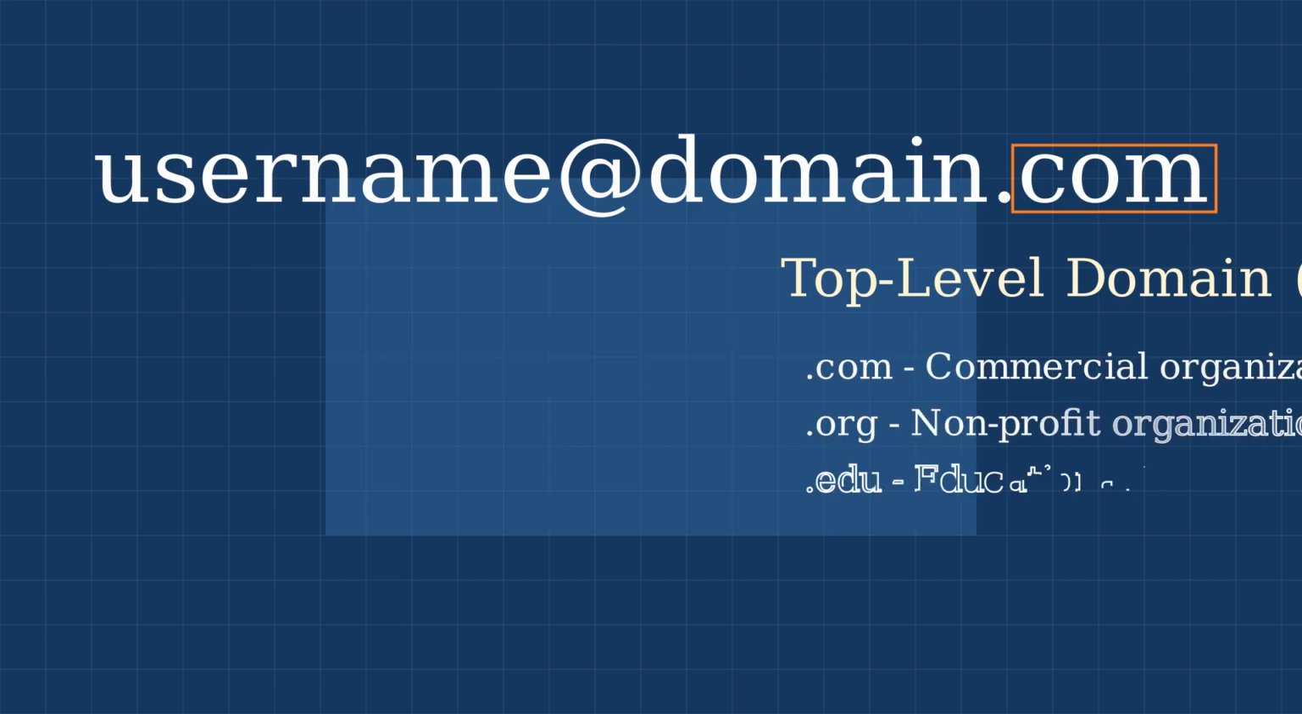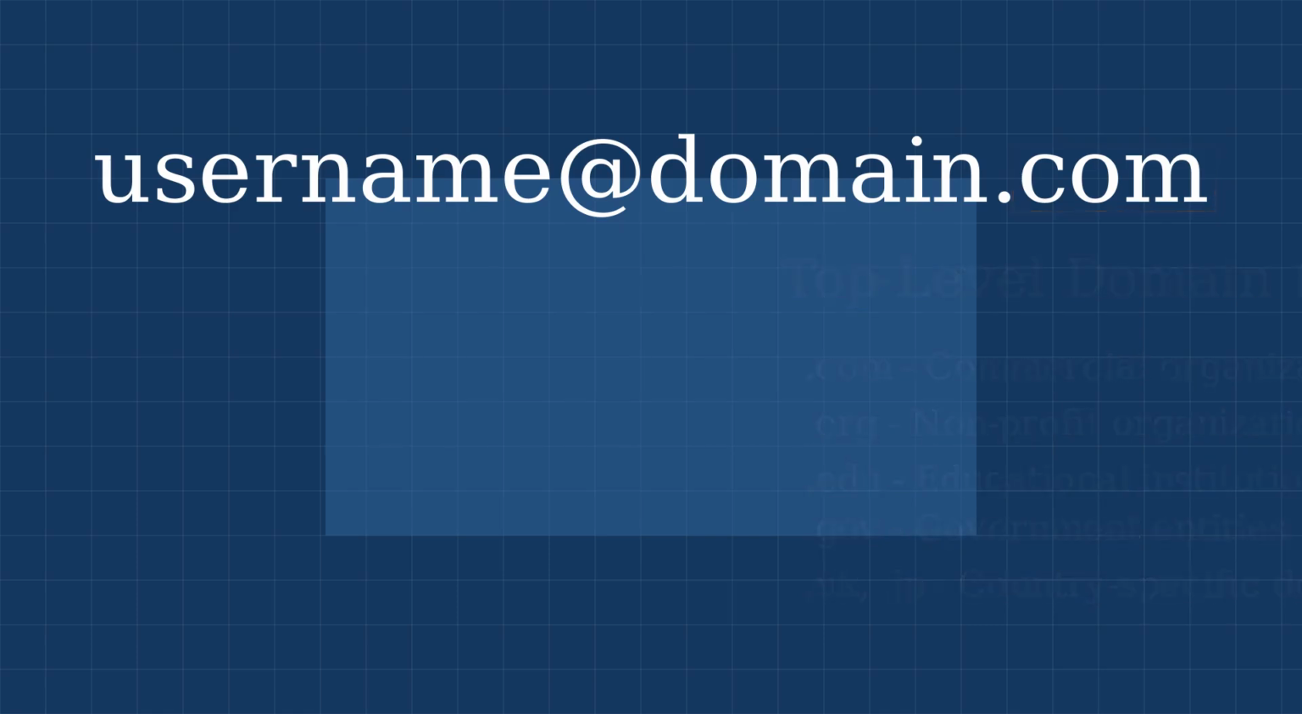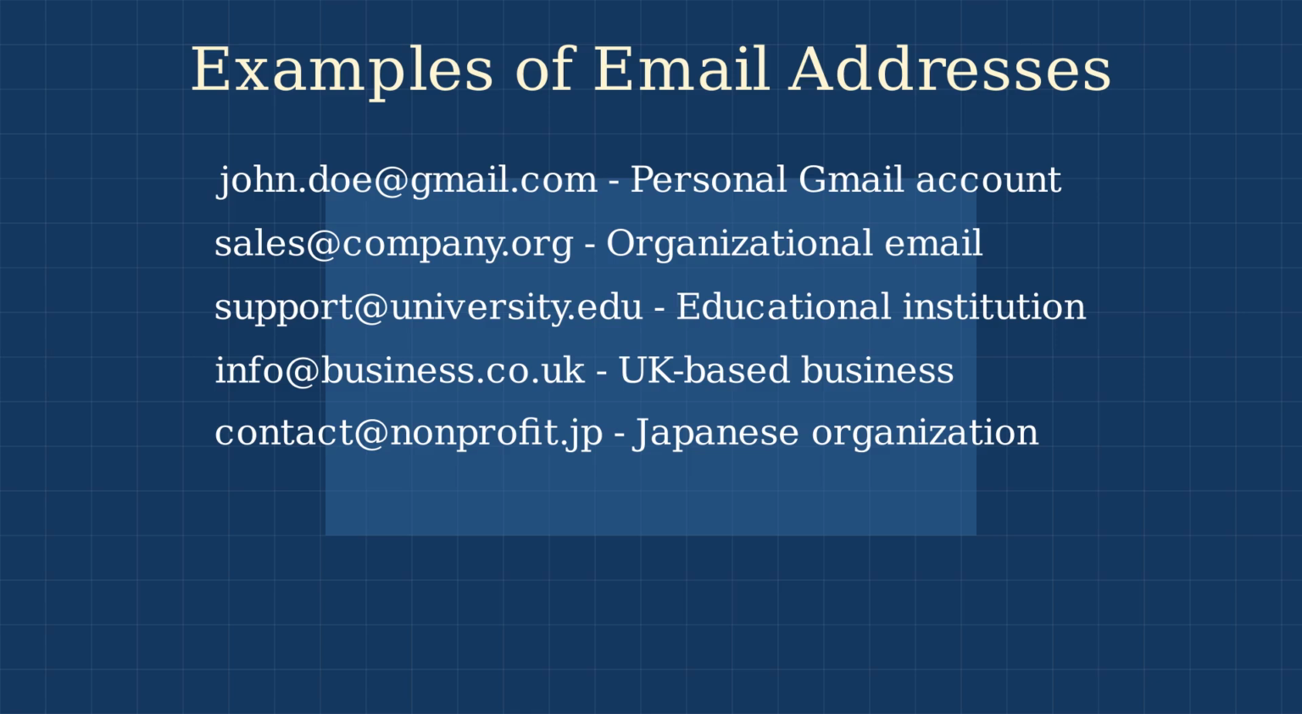Top-level domains include .com for commercial organizations, .org for nonprofits, .edu for educational institutions, .gov for government entities, and country codes like .uk or .jp for specific geographic locations. Let's look at some examples of email addresses across different domains. These include personal accounts like Gmail, organizational emails, educational institutions, and country-specific domains.